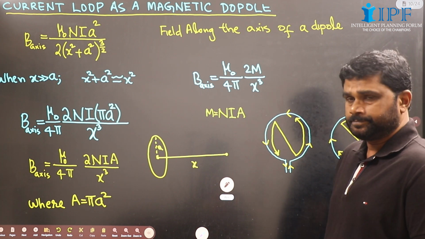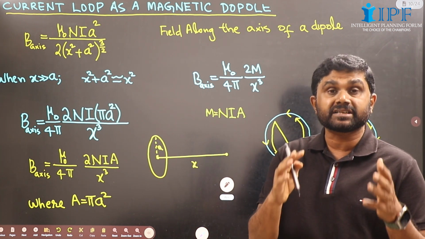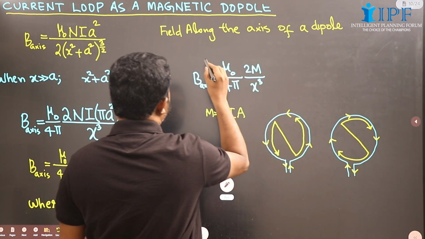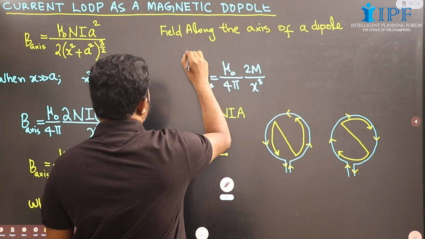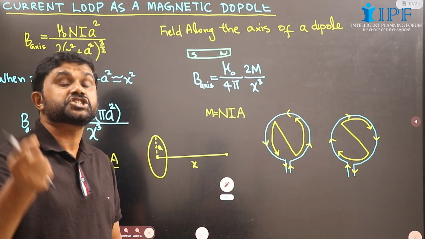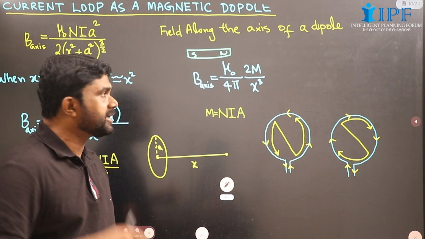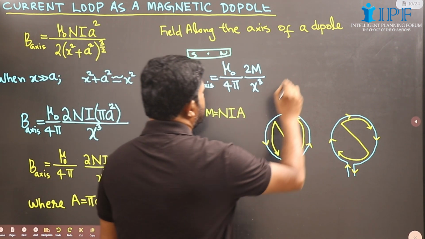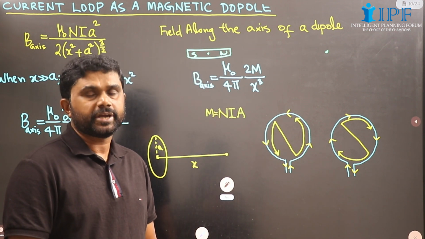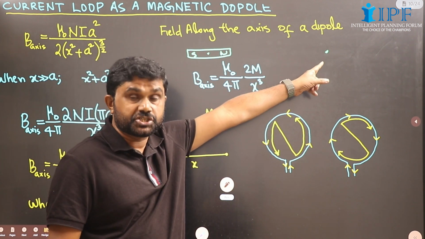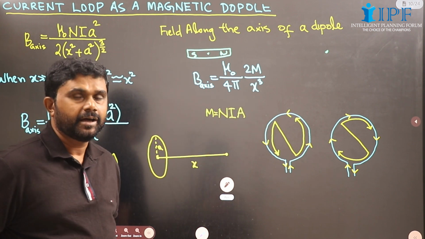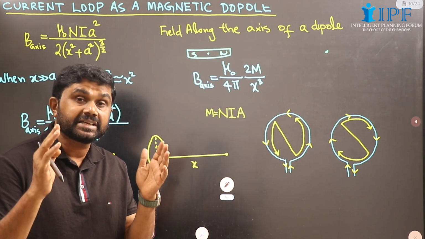Now what is the magnetic field along the axis of a magnetic dipole? Suppose we have a magnetic dipole like this, here south pole and here north pole. It is a short magnet or short magnetic dipole, and this is the center of the magnet, and here is the point of observation which is at a distance x from the center of the dipole. Then the magnetic field at this axial position will be mu 0 by 4 pi into 2m by x cube. That is the magnetic field along the axis of a magnetic dipole.